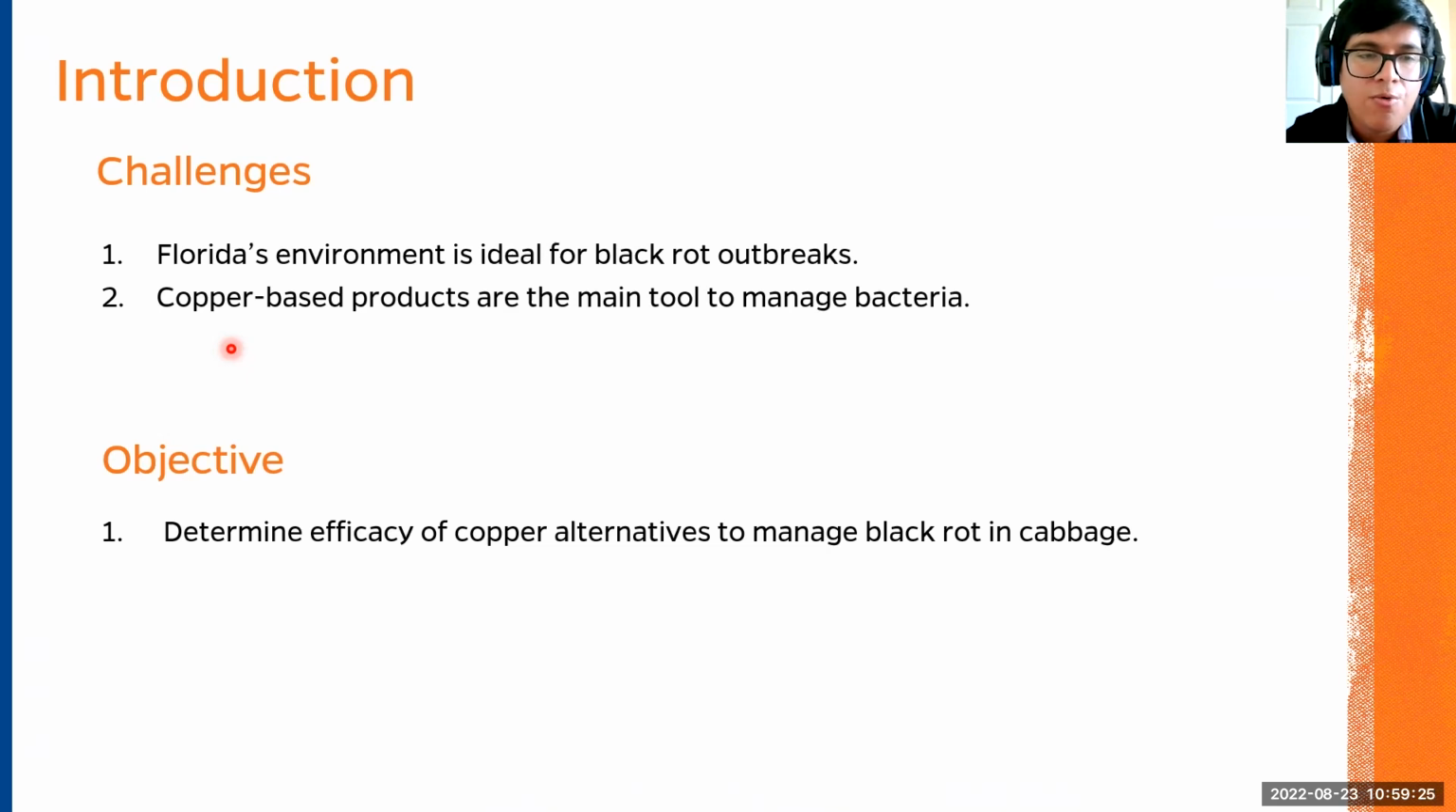Additionally, growers basically relied mostly on copper-based products. And by just relying on copper, we're creating a high selective pressure for these copper-tolerant strains that are going to make the management even harder. So taking that into consideration, our main objective is to determine the efficacy of copper alternatives to manage black rot in cabbage.